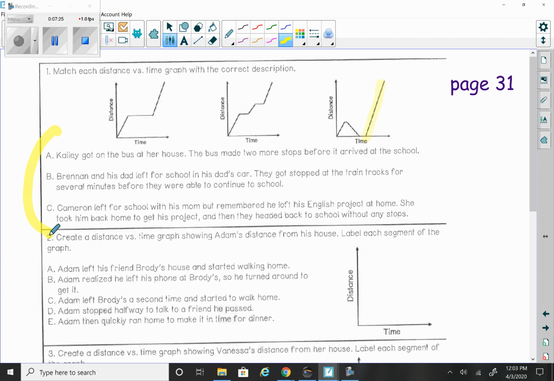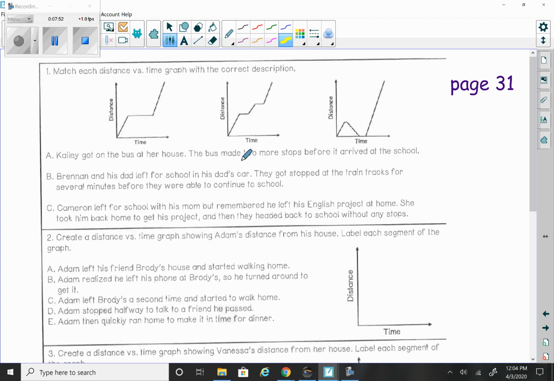So let's read the description. Kaylee got on the bus at her house. The bus made 2 more stops before it arrived at school. So we've got Kaylee's stop and then 2 more stops, right? So Kaylee got on the bus. It made a stop here. It moved again, and then made another stop for another group of kids, and then kept going before it arrived at school. So I'm going to say that has to match up with A.